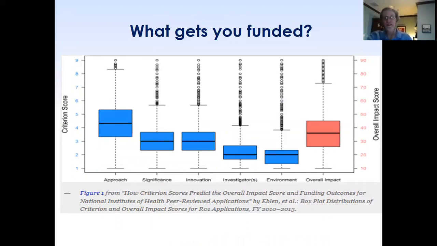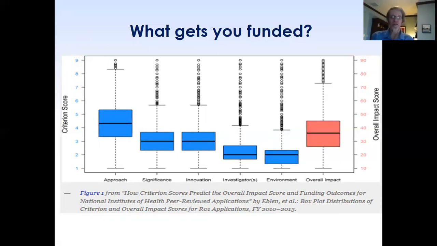Of course, we all like to know what gets us funded in the first place. This is a regression analysis showing which of the 5 subcomponents in grant scoring predict your overall impact score on the right. As many of you know, that impact score on the right is what gets you funded or not. The perfect score is a 10 and the worst score is a 90. What this shows is that, as you would expect, the approach or the methods is the strongest predictor. Significance and innovation are next, and following on that are investigators and environment.